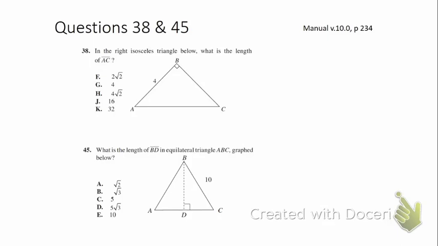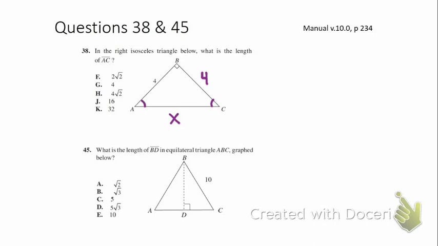Okay. In the right isosceles triangle below, what is the length of segment AC? So they're looking for this value here. They're telling us that it's a right angle. They showed us that angle B is 90 degrees. But they're telling us it's isosceles, and so I know that this side over here also has to be 4. I would also know that these 2 angles are congruent, but that's not really necessary in this one.